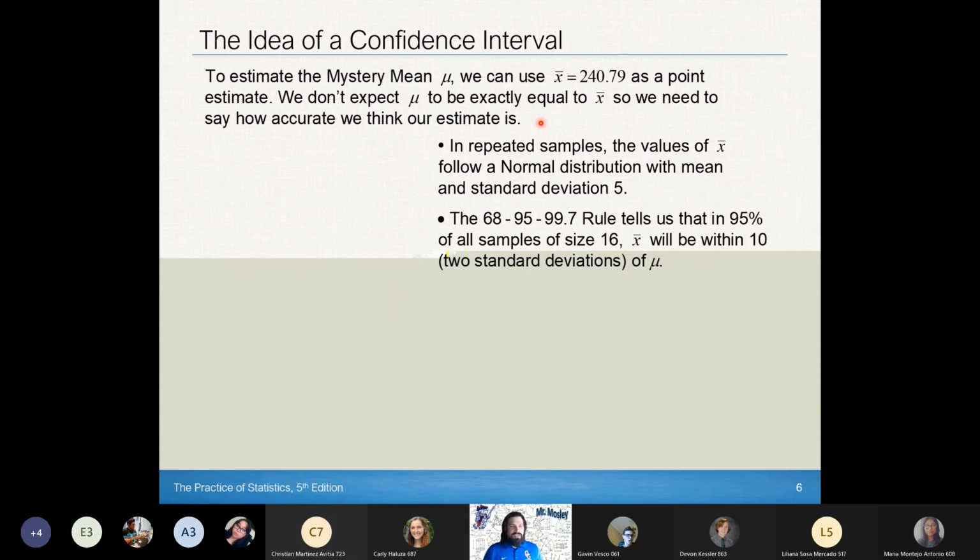The 68, 95, 99.7 rule says that in 95% of all samples of size 16, X bar will be within 10, two standard deviations, of mu. And this is just because we know it's a normal distribution, right? Our rule says that within 2 standard deviations, 95% of our data lies within there. So if X bar is within 10 points of mu, then mu is within 10 points of X bar, because they should be equal if we have a good estimator.